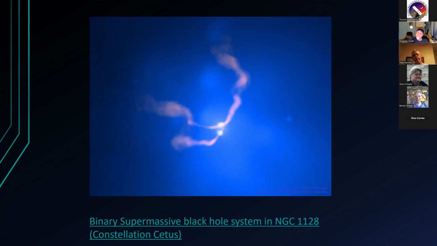And this is an example of a binary supermassive black hole. There are two in this image, both with jets. This is found in the object NGC 1128 in the constellation Cetus. I think this is a Hubble or a VLT image.